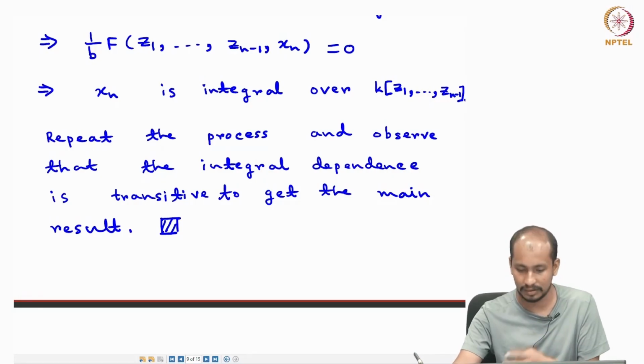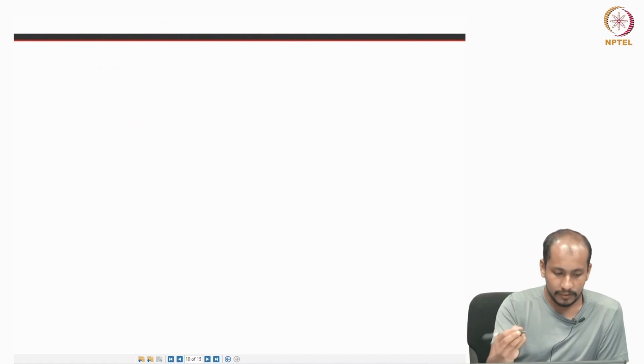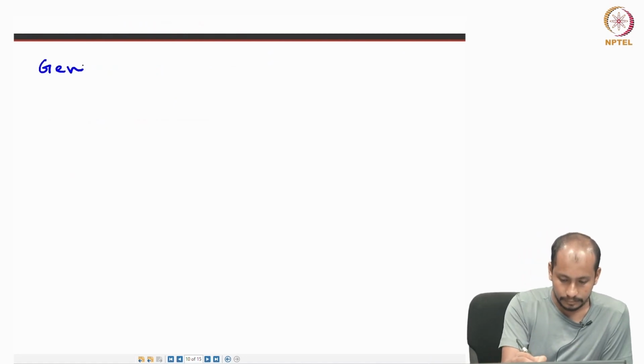the proof of the normalization lemma, the Noether normalization lemma. Let me first state the generalization. Generalization of Noether normalization.